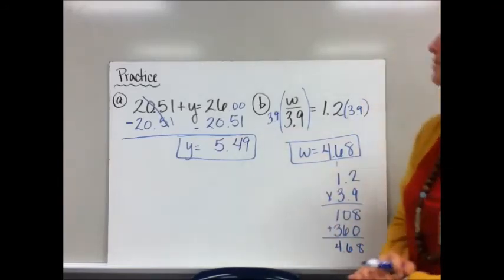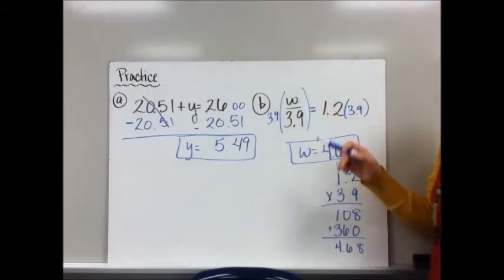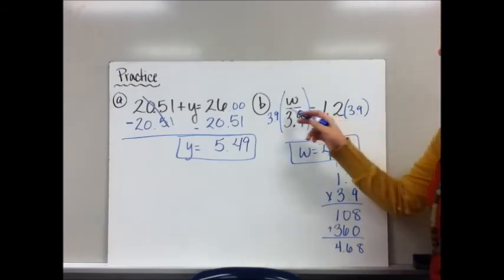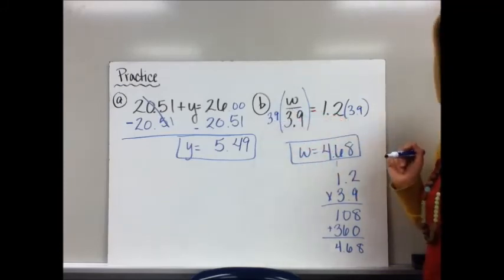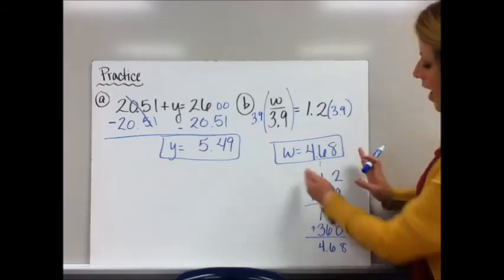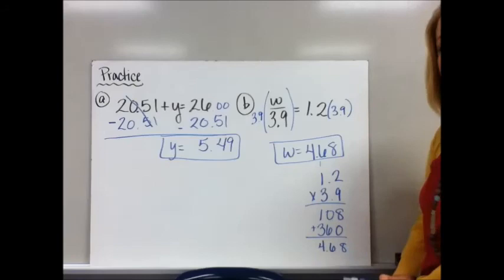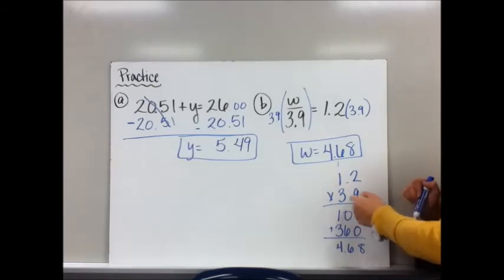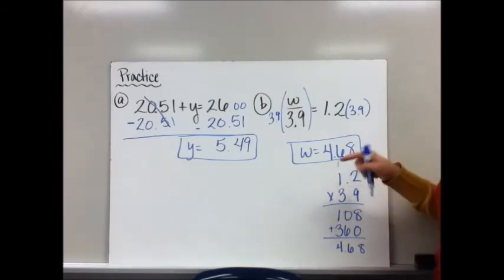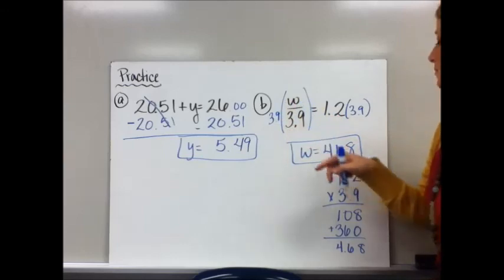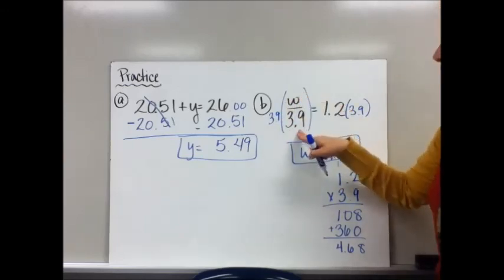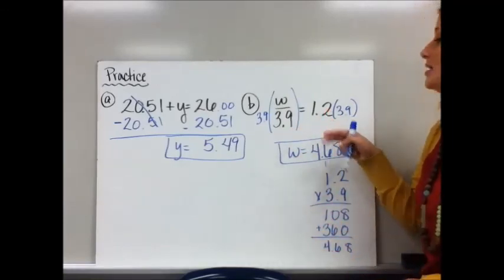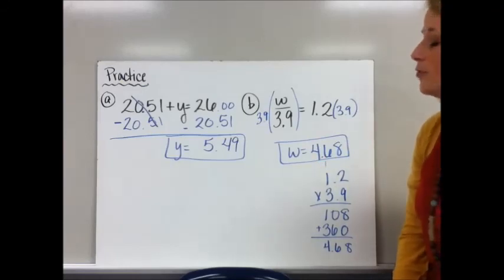Coming over to practice B. W over 3.9, which we know means dividing, equals 1.2. I'm going to undo dividing by multiplying by 3.9 on both sides. And you saw where I came down here and I multiplied, and I got 4.68. And estimating these, that makes sense that 1 times about 4 would be about 4. You can sub it back into the equation to check it. Let's round this up to 5 and round that up to 4. 5 divided by 4 is going to be 1 with some stuff left over. So that makes sense. Our solution then is W equals 4.68.